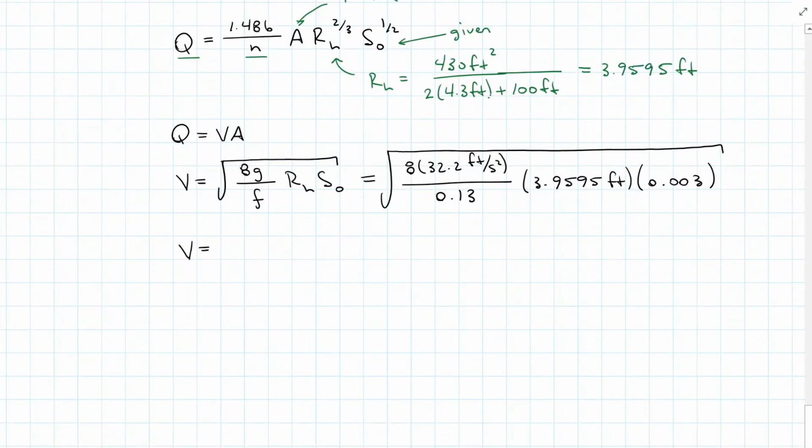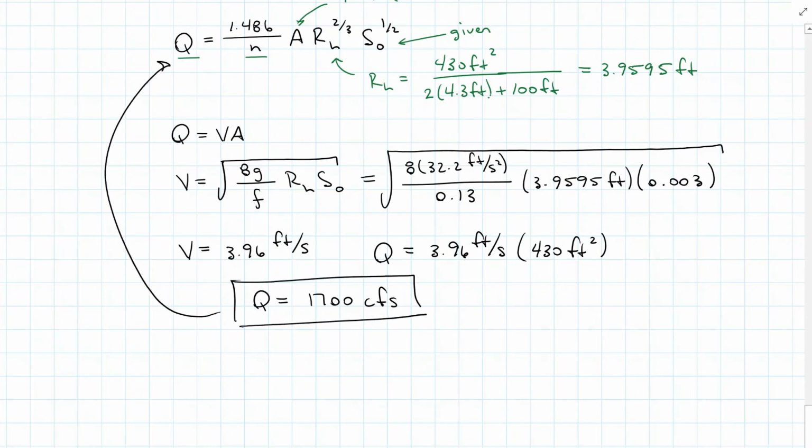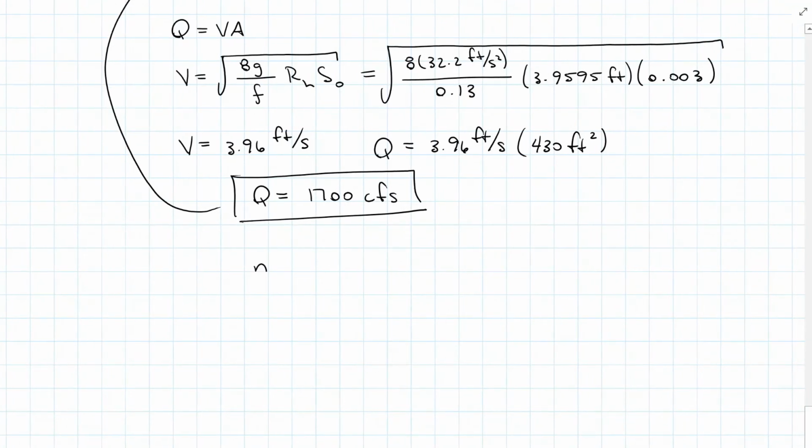And we calculate a velocity of 3.96 feet per second, meaning our flow rate is 3.96 feet per second times 430 square feet. Q is equal to 1,700 cubic feet per second. Now that we have Q, I can plug it back up here and solve for Manning's coefficient to be 0.052.